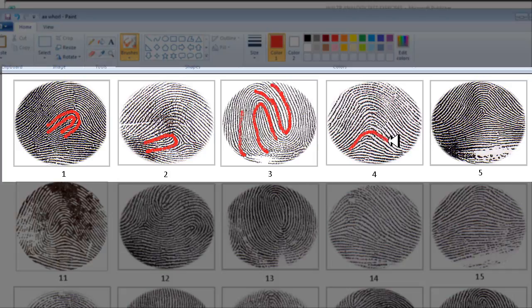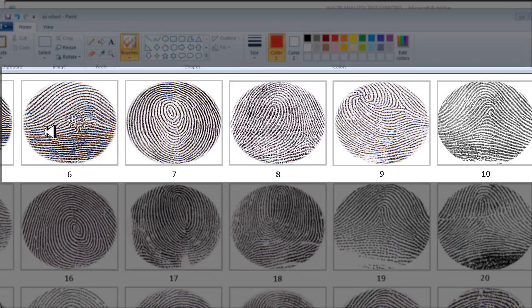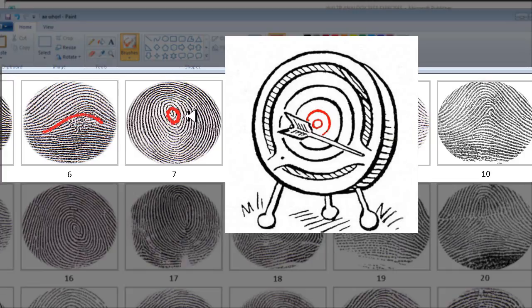Number three, clearly a plane arch. Number four, clearly a plane arch. Number five, the tented arch. Six is that plane arch again. Number seven, hopefully you immediately recognize the bullseye, and that has to be a whorl pattern.